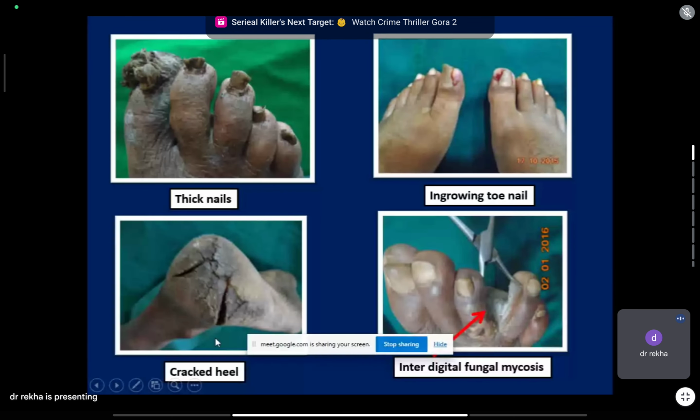These are the cracked heels which we find in our winter seasons, and this is a very common thing. Interdigital mycosis is also very common in our city because of the humid weather.